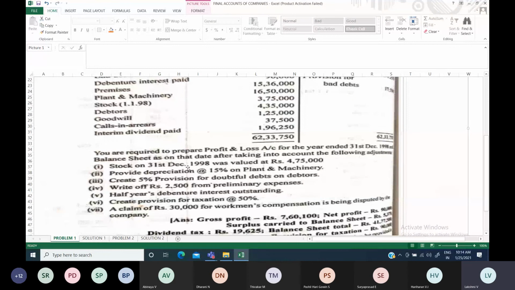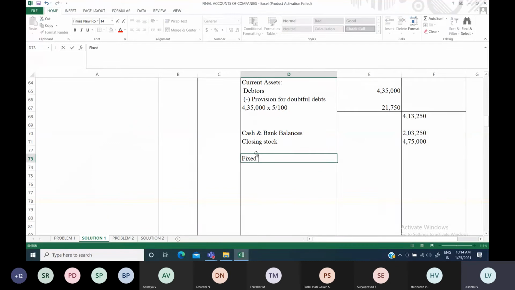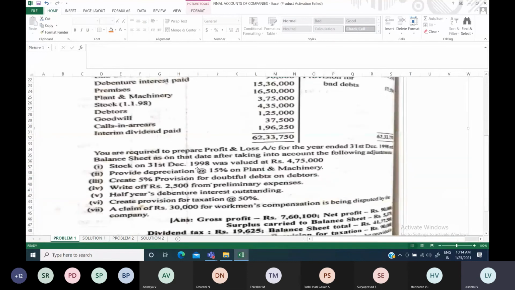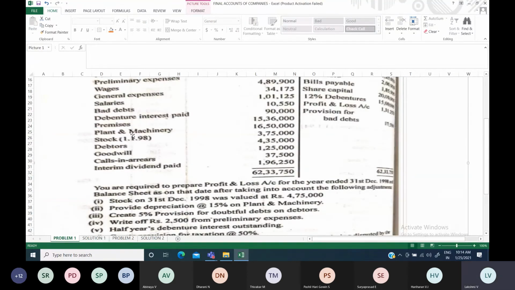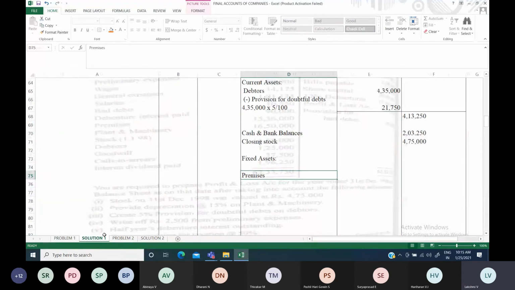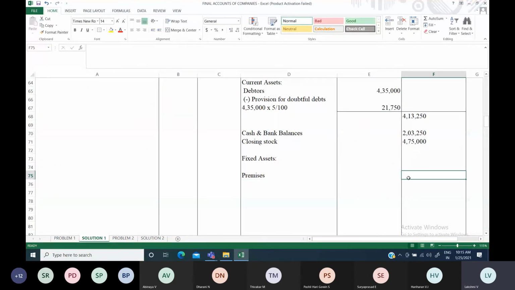Okay, so premises, actually no depreciation is there. So the amount we can enter here. Premises, if you see, 15,36,000 given in the question, no depreciation, nothing is there. So 15,36,000 like that you can enter. And moving to the plant and machinery, for which you have depreciation, just find out the amount. Plant and machinery 16,50,000. Depreciation already we calculated. So we can enter 16,50,000.